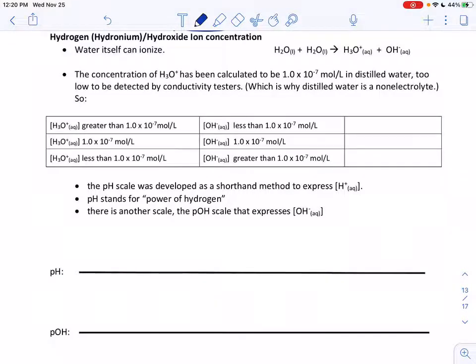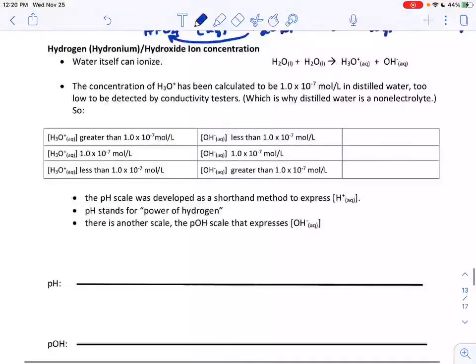Today's lesson deals with calculating pH and pOH. So we need to start off with talking a little bit about what water does when it's in solution. Water itself can ionize. If you take two water molecules, in a very, very small number of cases, one of the waters will give up its hydrogen to produce a hydronium and then leave behind a hydroxide.